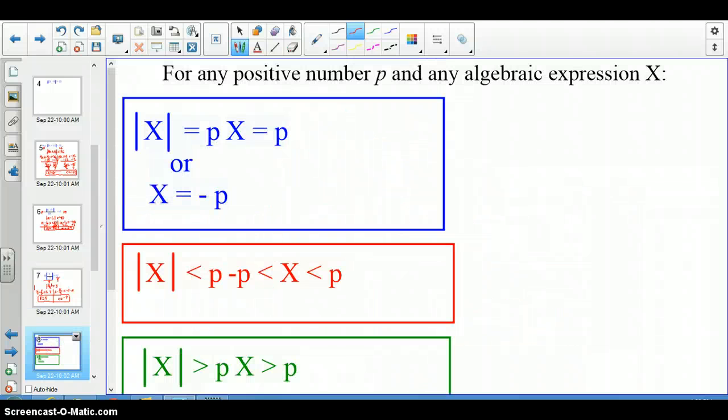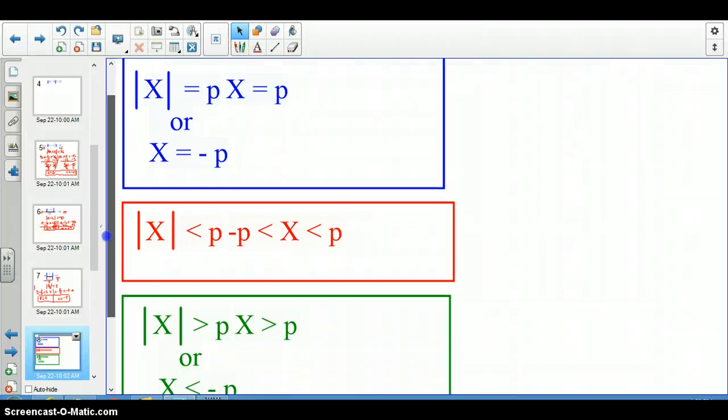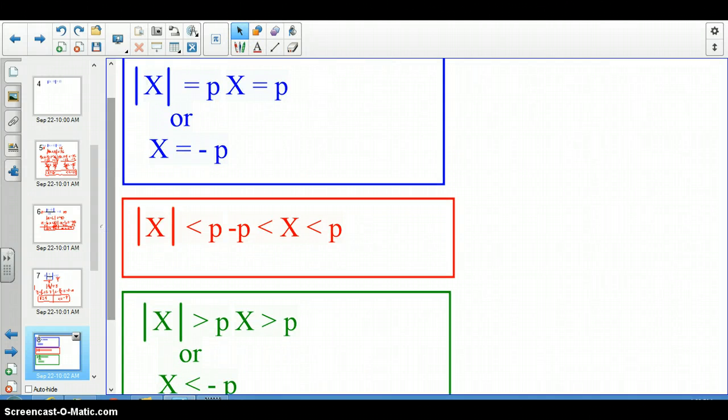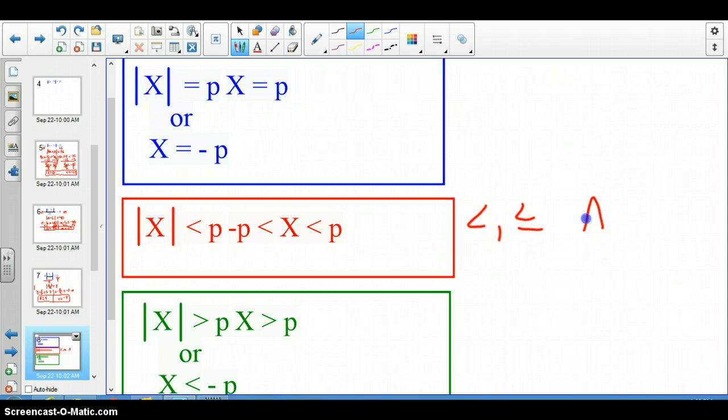This next slide just shows all the possible solutions for absolute value equations and absolute value inequalities. Here, this blue box shows everything that we've just done. We set our absolute value equations equal to that number and the opposite of it. Now, when we get into inequalities, there's a couple ways to remember these. This in the red box, these are less than signs. So less than and less than or equal to. These are and inequalities.